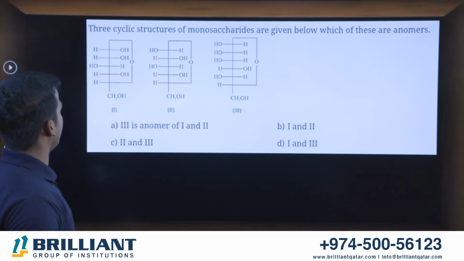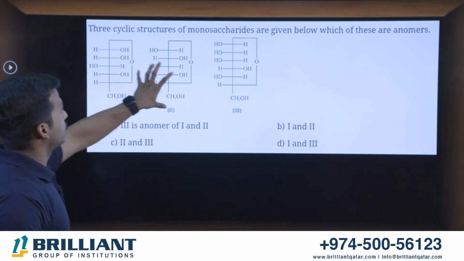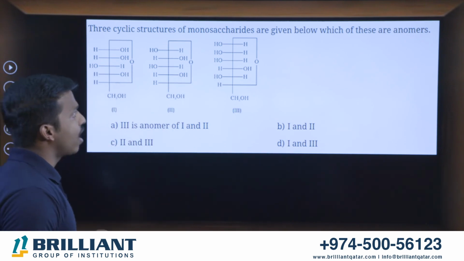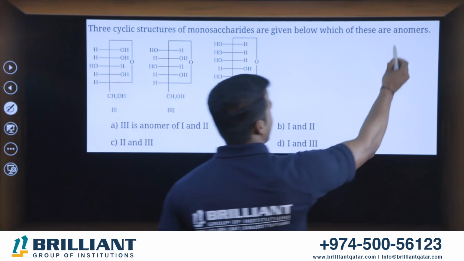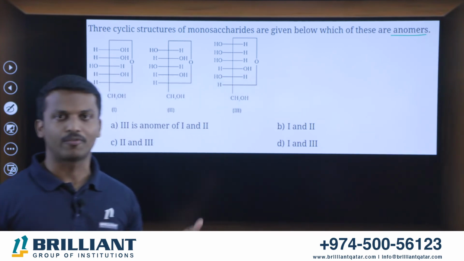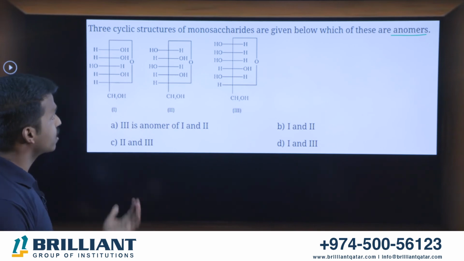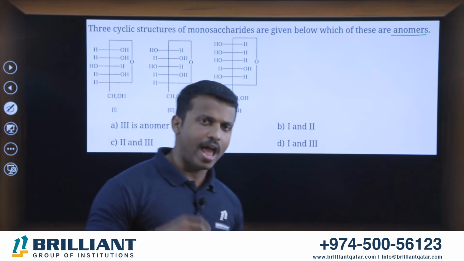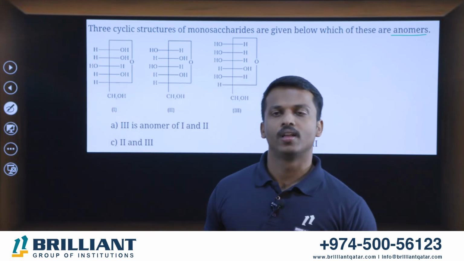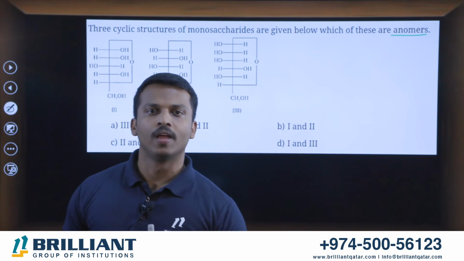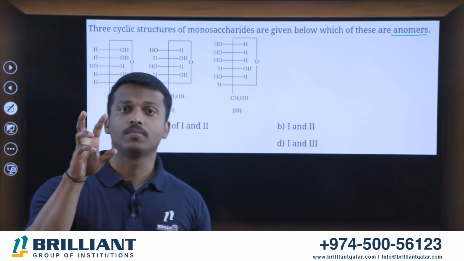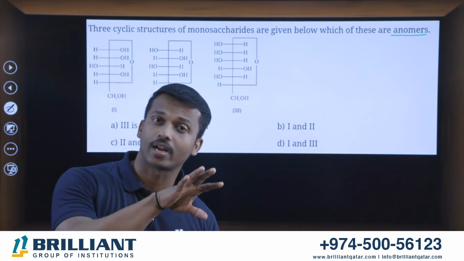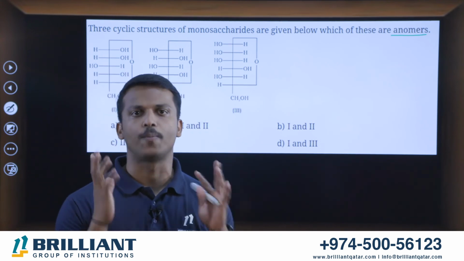Let's go to the last question here, all of you. 3 cyclic structures of monosaccharides are given here. Which of these are anomers? Last class also we discussed the same type of question. What are anomers once again? Anomers are isomers, so they have the same molecular formula. Only at one carbon atom, the configurations are different. Maybe OH right side, H left side, H left side, OH right side, like that, opposite.